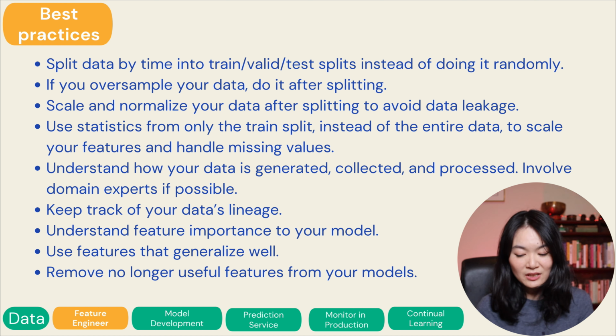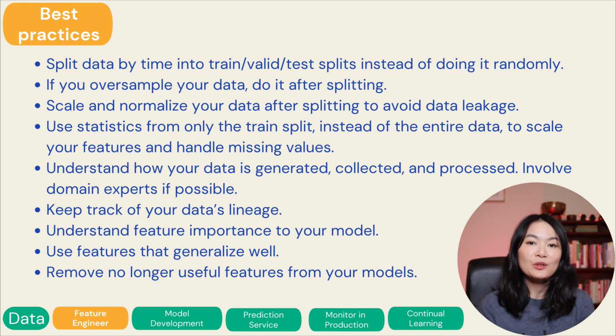Understand how your data is generated, collected, and processed. Involve domain experts if possible. Keep track of your data's lineage. Understand feature importance to your model. Use features that generalize well. Remove no longer useful features from your models.